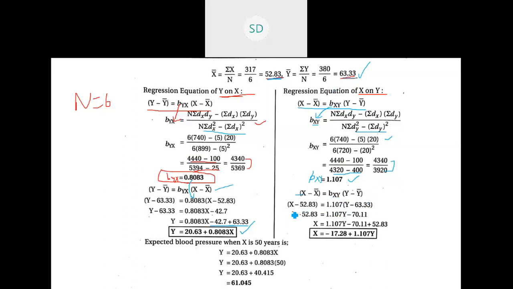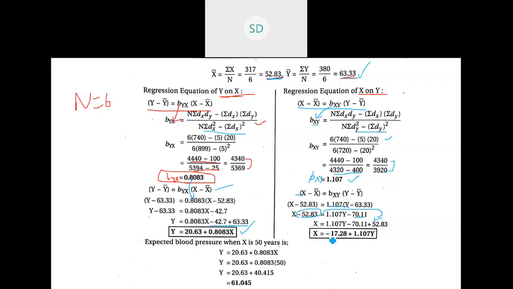Okay, then next step we will remove the brackets. Here we have to do the multiplication. So 1.107y, 1.107 into 63.33 will give us 70.11. So next step after this minus value of 52.83, take it on to the other side and make it as plus 52.83.